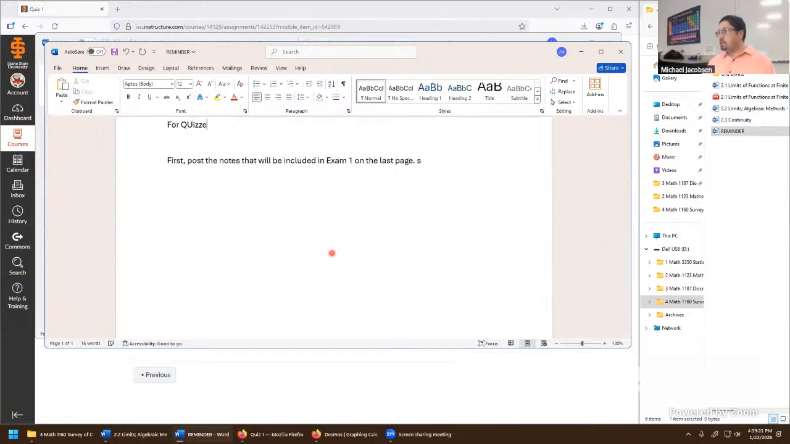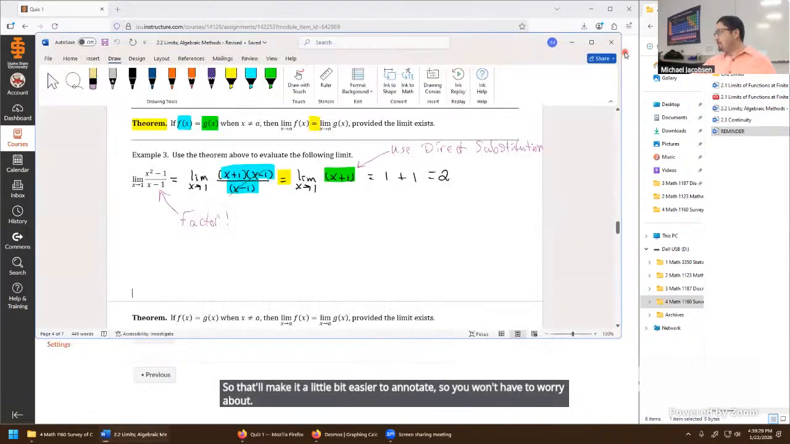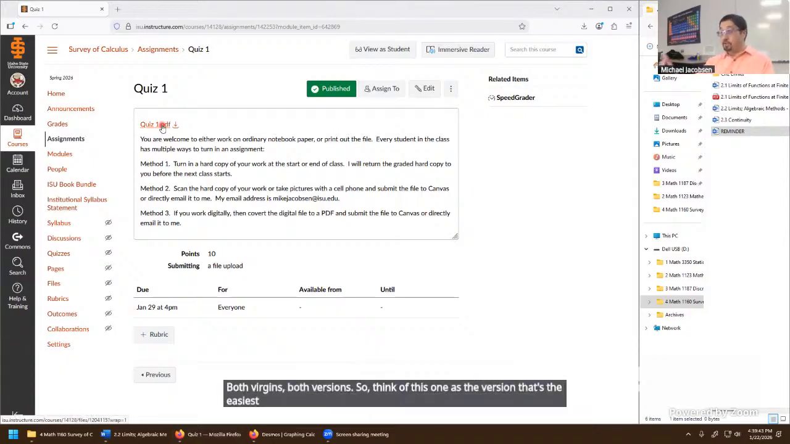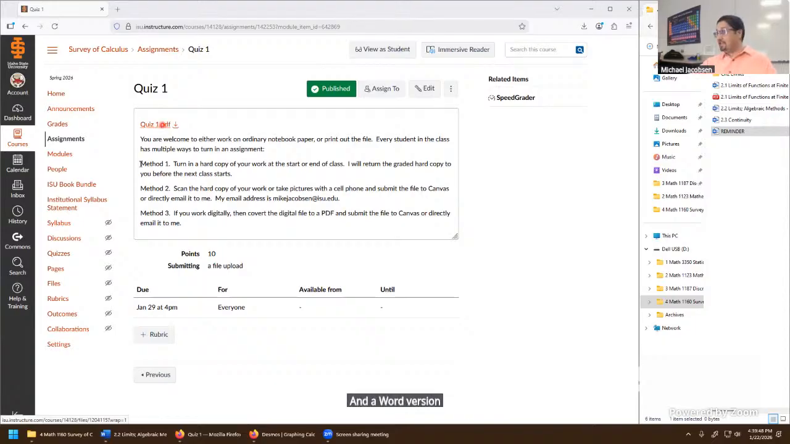For quizzes, also post a Word file. So that'll make it a little bit easier to annotate. You won't have to worry about taking screenshots from the PDF and importing it back into Word. That can be tedious. So I'll try to get in the habit of posting both versions. Think of this one as the version that's the easiest to print out if you decide to print it out, and a Word version if you want to work digitally.